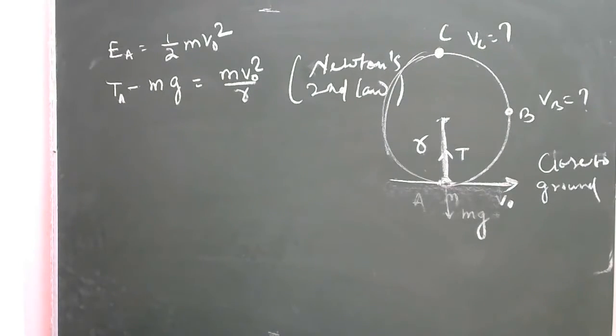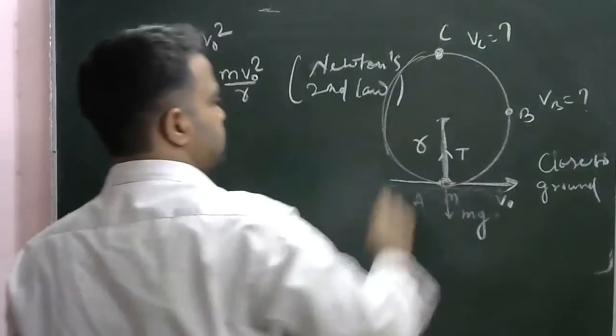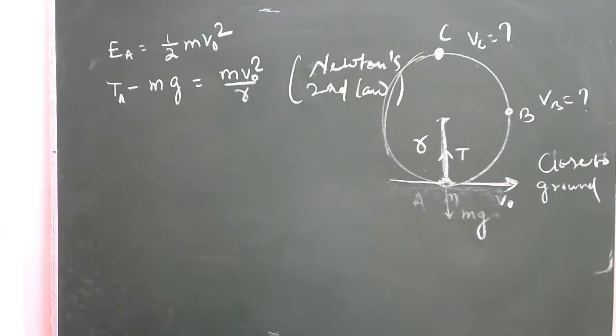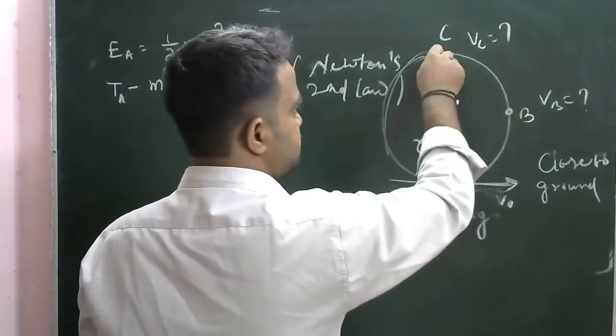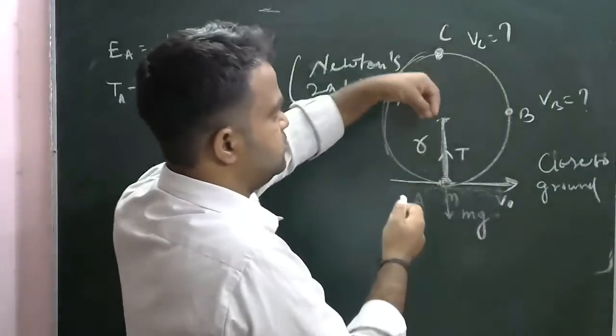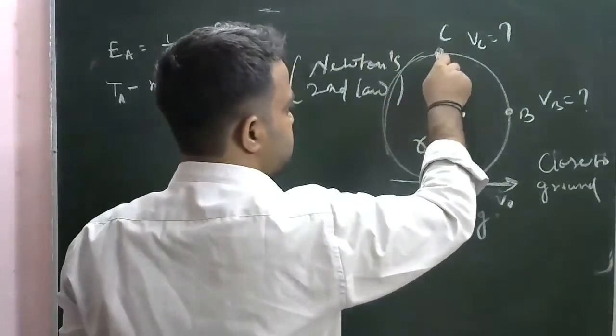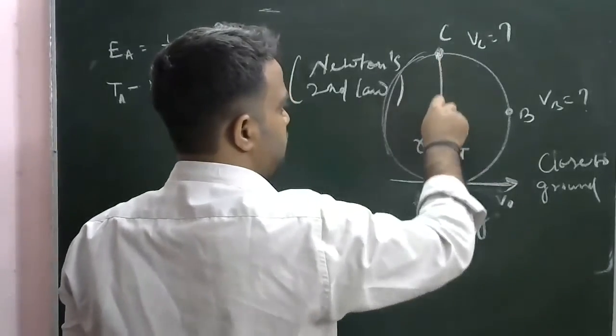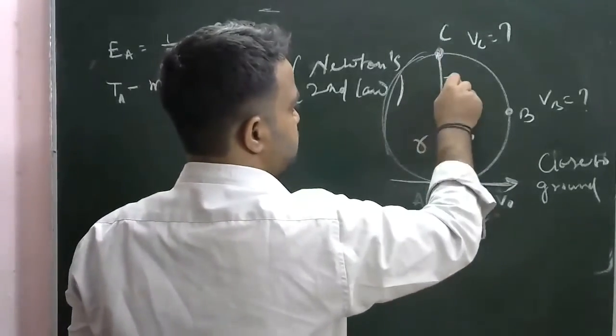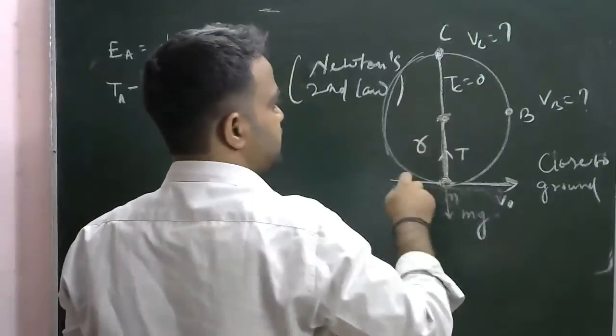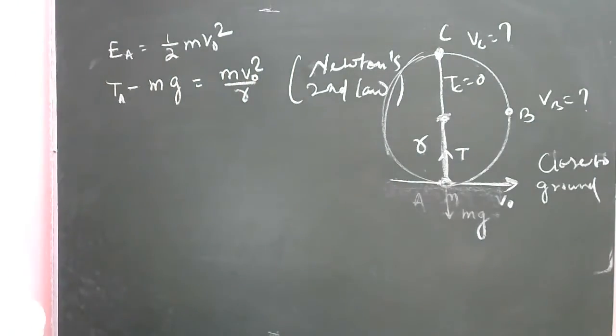Now let's go to the C position and see what will happen. At C, you can see that the tension on the string is almost zero, because it will slacken. It will not stretch, so there is no need to pull it. So the tension is almost zero at position C. At position C, Tc is approximately zero.